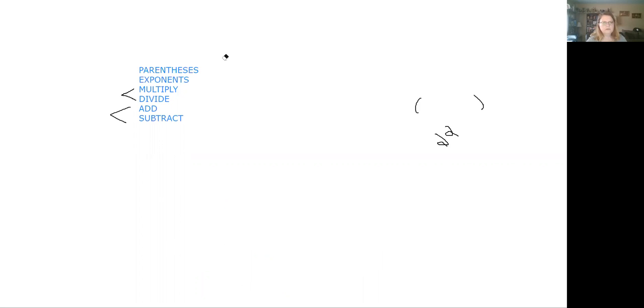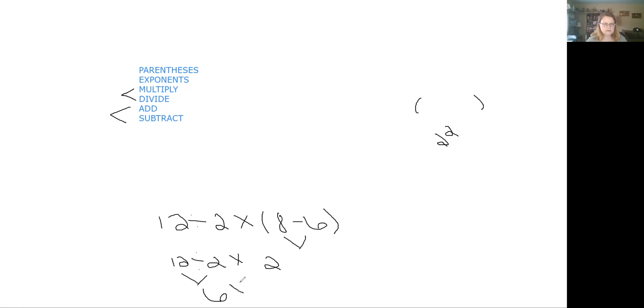Okay, question number 6. We have 12 divided by 2 times, parentheses, 8 minus 6. Okay, we do have parentheses, so we will solve that part first. 12 divided by 2 times, our parentheses are going to give us 8 minus 6 equals 2. We have no exponents. We'll get to our multiply and divide step. 12 divided by 2 is 6. 6 times 2 equals 12, which is answer B.